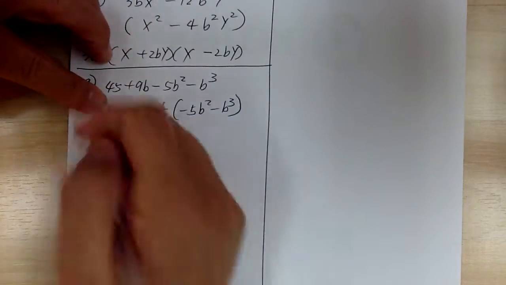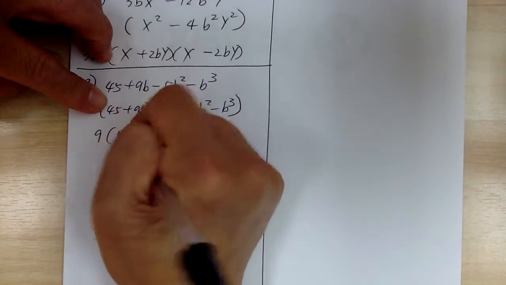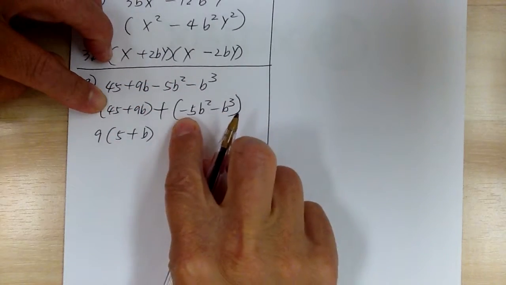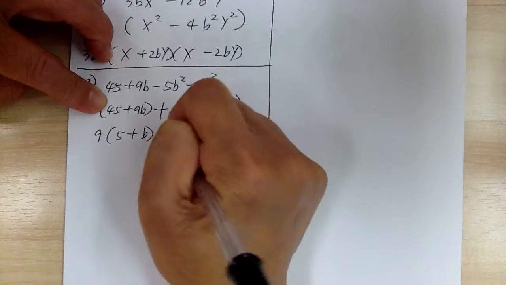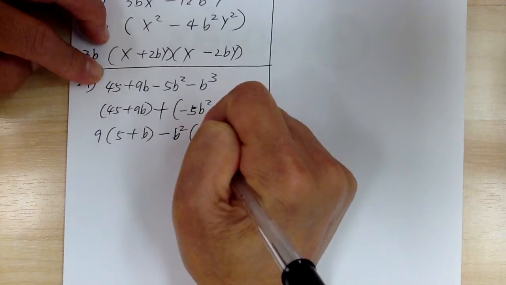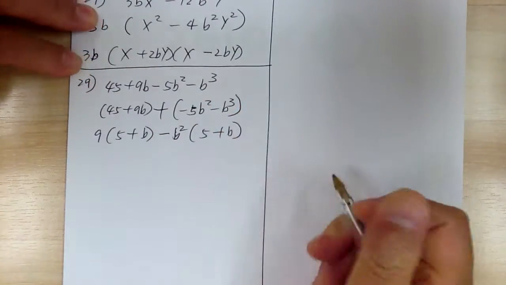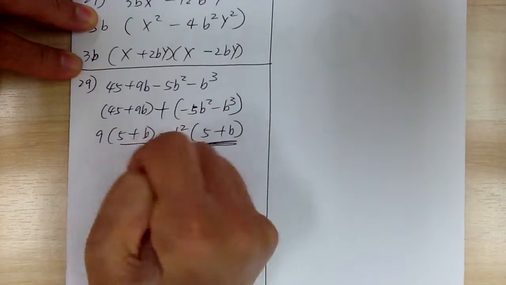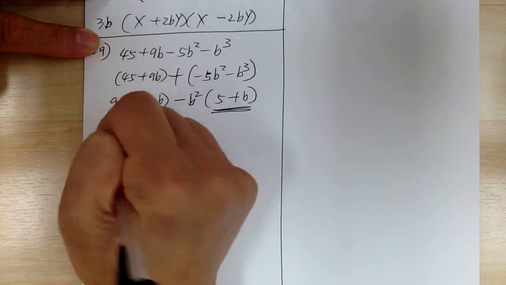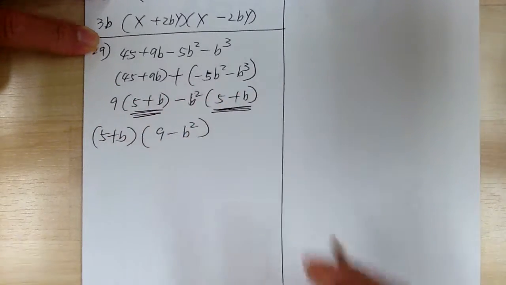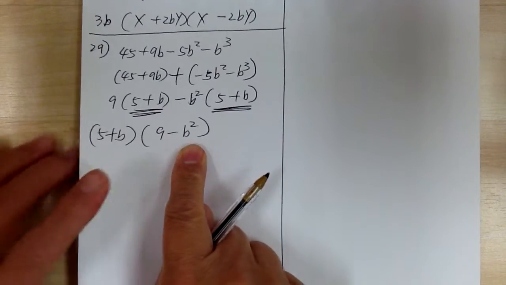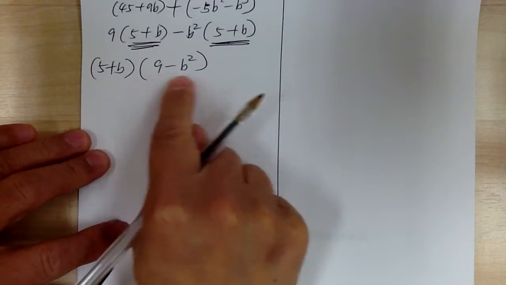So over here, you can factor the 9. Over here, when you have negative, you have to factor the negative. So you have to factor the negative b squared. So you got 5 plus b left over. And you got 5 plus b, 5 plus b. So 5 plus b comes out. And you got 9 minus b squared left over. And again, you have to recognize that this is a difference of square. It's a square minus square.